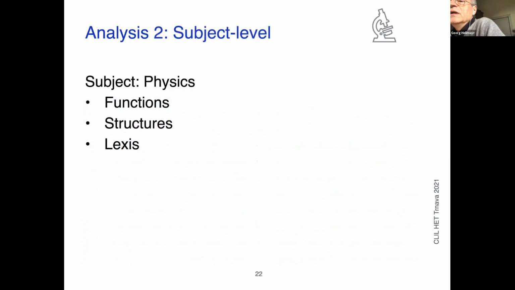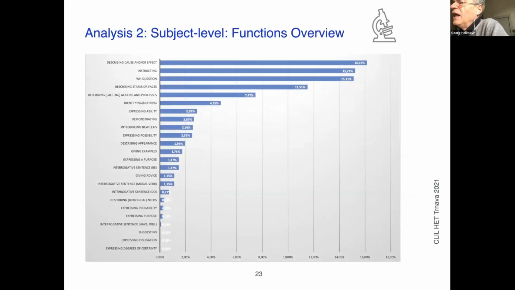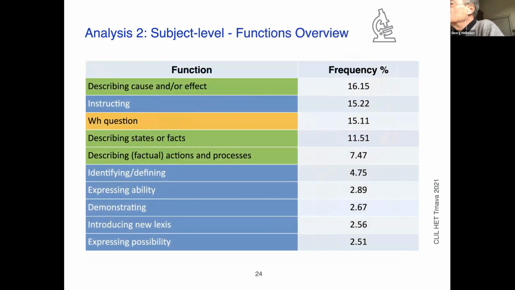Now, if we move on to the subject level, we chose the subject of physics, and we had a look at the functions there, the structures, and the lexis. So what kind of vocabulary is being used there as well. Again, we have the overview of functions, and on the next slide, we see that describing, for example, cause and effect, is more prominent than instructing when it comes to physics materials, Key Stage 2 physics materials. And again, the WH questions come third. So there are slight variations, but on the whole, I identified these general levels and also the frequencies.